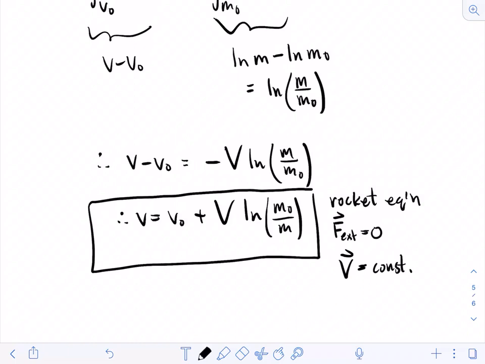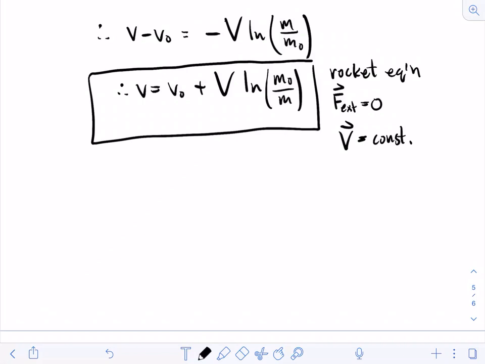So if you have some initial mass, m0, of your rocket, which includes the body of the rocket plus the fuel that it's carrying, and then you have some final mass, suppose you burn all the fuel, and so the final mass is just the mass of the rocket itself, then you could calculate the change in velocity of the rocket as a result of burning all that fuel if you know the speed with which the fuel is ejected.